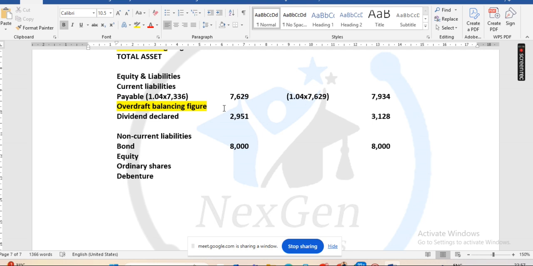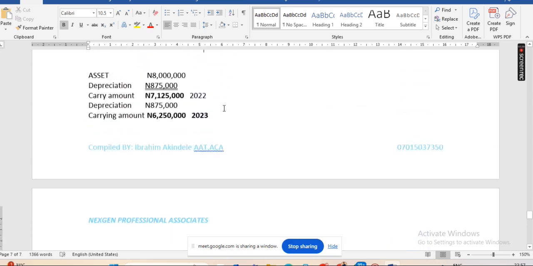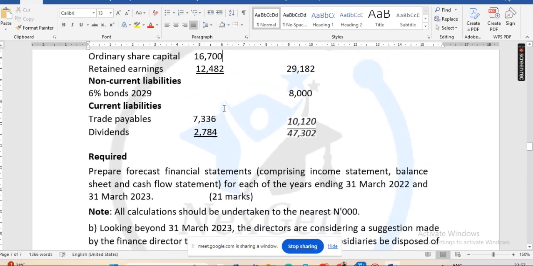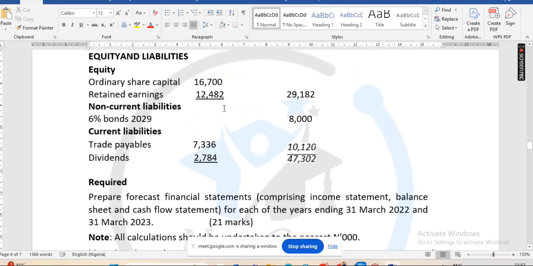Do you have the figure? No? Okay. That's the figure carried over. Yes. 16,700 and 12,482. You can see.